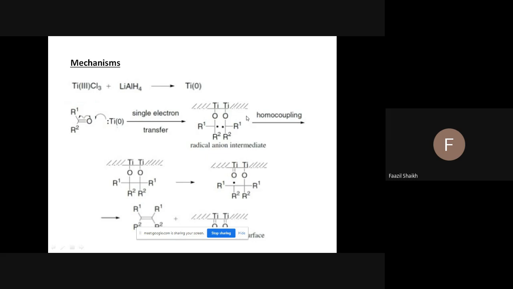After the single electron transfer, this is developed. This is the surface of titanium, okay, and it's just on the surface of titanium. Then homocoupling: these electrons will form a bond, called radical anion coupling, and you can see here, this will form a bond. Then next step, what happens? This oxygen-carbon bond undergoes breakage. Suppose this bond is going to break: one electron at this oxygen, one electron here.